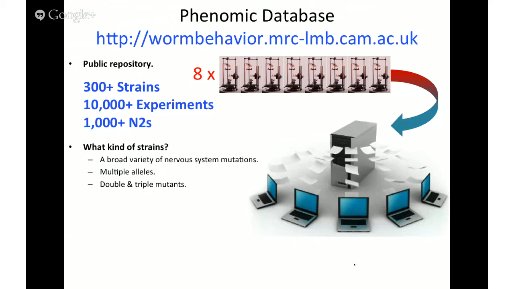So what are the strains that we actually look at? We're looking at a broad variety of nervous system mutations, mutations in nervous system signaling, and in musculature even, so worms that are uncoordinated. For the most part, we've chosen worms where we expect the behavior to be different because there is an ostensible change in the nervous system. We're looking at multiple alleles.